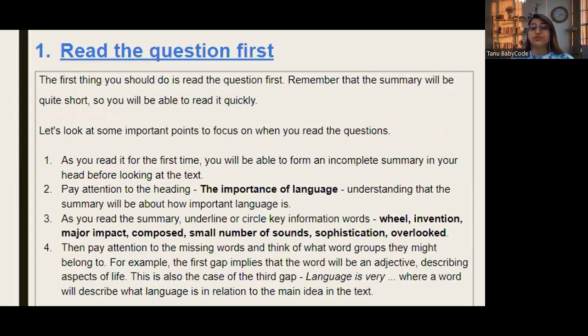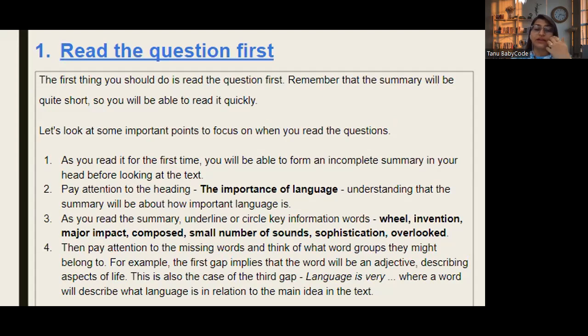So the first thing you should do is read the question first. Remember that the summary will be short, so you will be able to read it quickly. So what important points do you need to focus on once you start reading your questions? As you read it for the first time, you will be able to form an incomplete summary in your head before looking at the text, right?